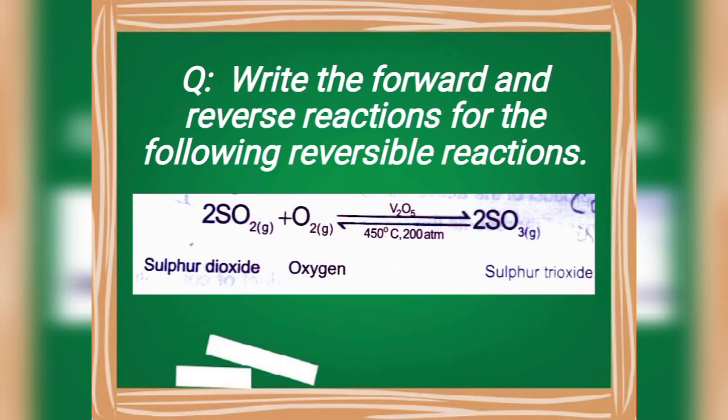Now, I want to discuss with you that if we have a reversible reaction like this, and someone says to write its forward and reverse reaction separately, how do we write? Let's take an example. We have a reaction: sulfur dioxide reacts with oxygen in the presence of a catalyst and pressure of 200 atm. It will form sulfur trioxide.